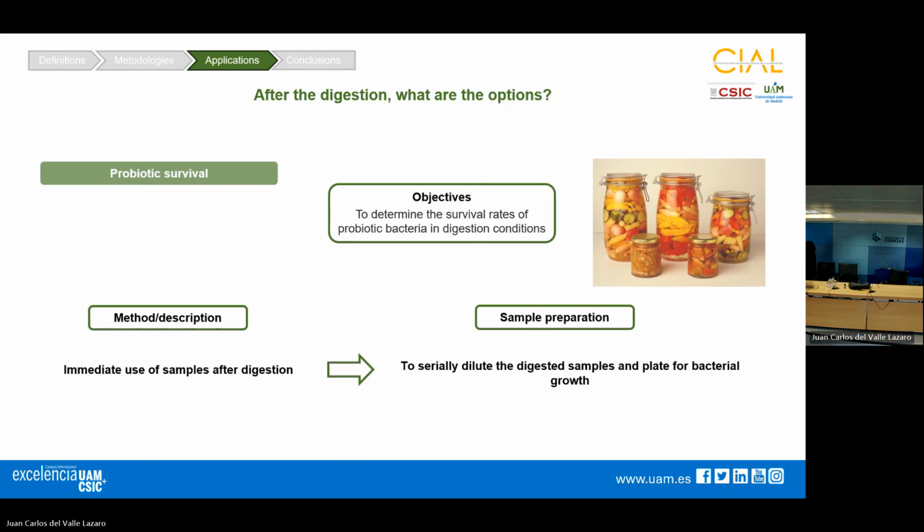That's simple. And the last example that I wanted to bring is the probiotic survival. You might be looking at probiotic foods, and you run your digestion, you have your final samples, and what you should do if you are looking at survival is just dilute your digestive samples and plate them for bacterial growth. And that's what we do. And we have to choose a good option depending on our interest, right?